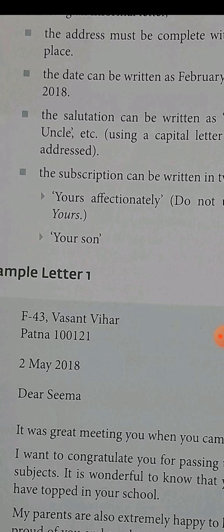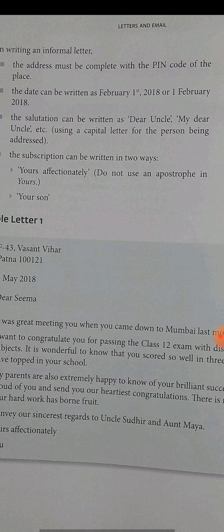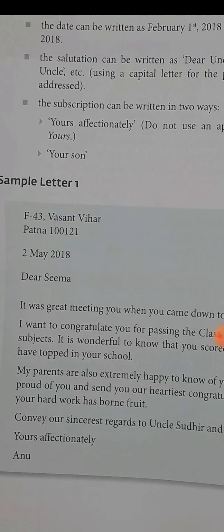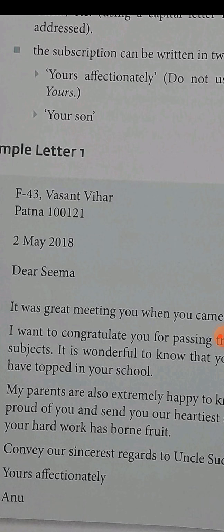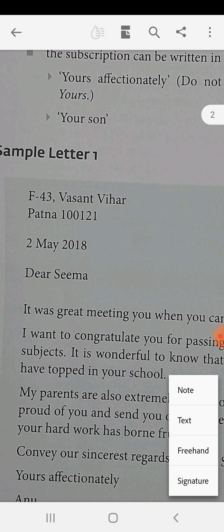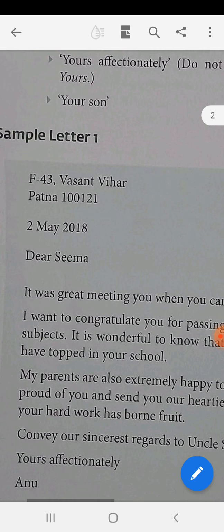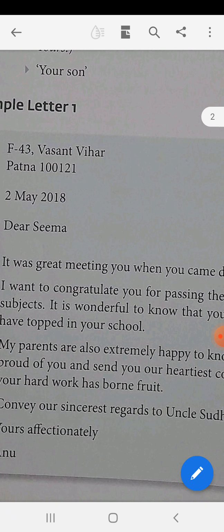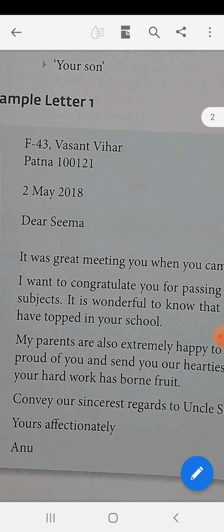Now here is a sample letter. I will just quickly read it out. On the top left, there is the address of the person who is writing the letter. And then leaving one line, there is the date in the format which is given. And then there is the salutation, which is Dear Seema. You can also write a comma after that.